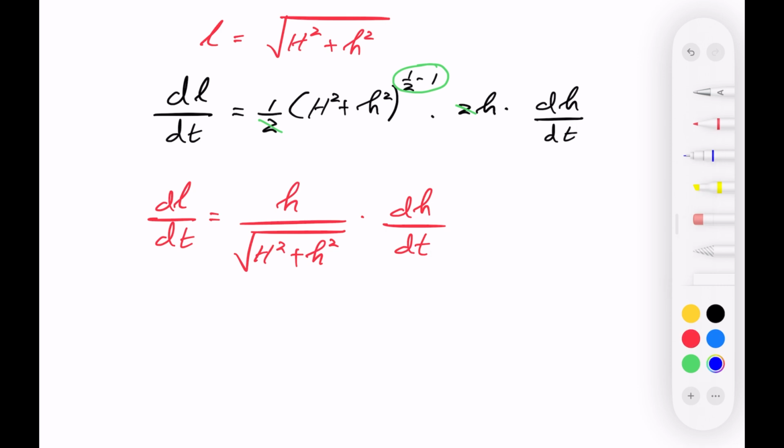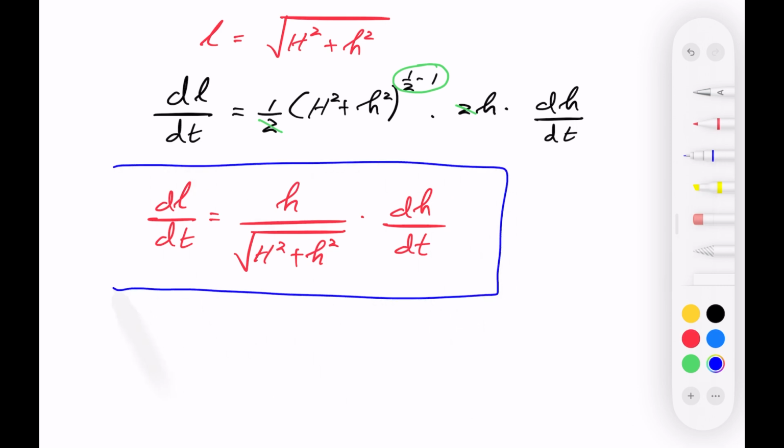That's basically all I need as the answer for this part of that problem. In this case, you can see we have a dl by dt, we have a dh by dt, 2 rates are given, and we have 2 other things, lowercase h and uppercase H. Basically, we have 4 things altogether in this equation. If 3 of those are given, you can find the missing piece of information.